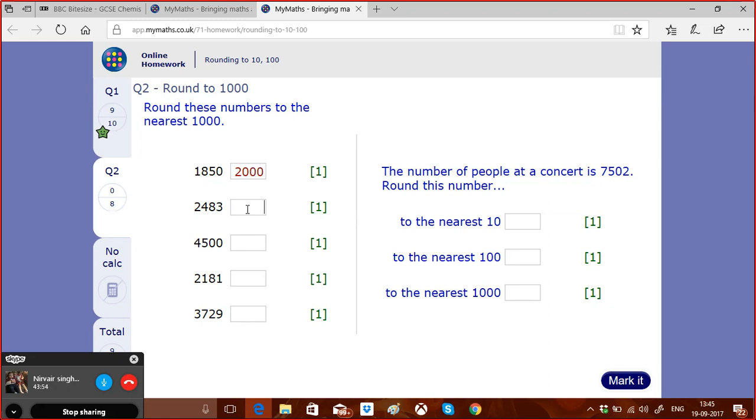2483. 2,000? Yes. 4,500. 5,000? 2,181. 2,000? 2,000. 3,729. 4,000.